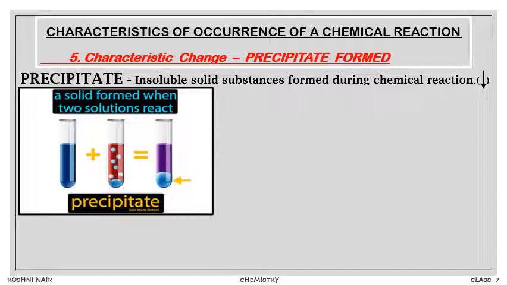In our textbook on page number 61 they had given a few activities. In this activity 7 they had mentioned that different reactions between two solutions result in the formation of precipitate.